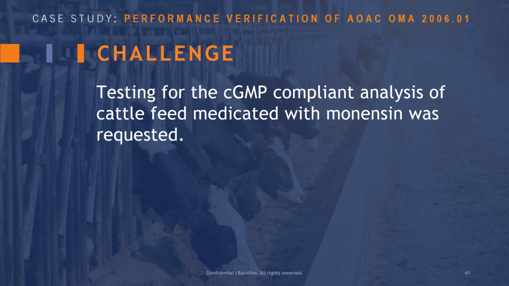So as we've talked about a few times now, the first thing you want to do is check and see if there's an existing method that is applicable to the sample type. And if there is, you want to use that first. So in this case, AOAC official method 2006.01 meets this requirement. It was selected for evaluation. Next slide, please.